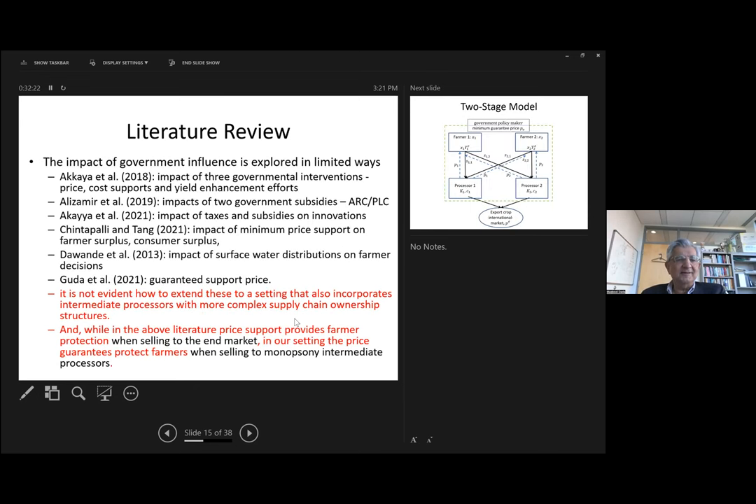There's a lot of work on government interactions, and the same two or three people show up all the time.